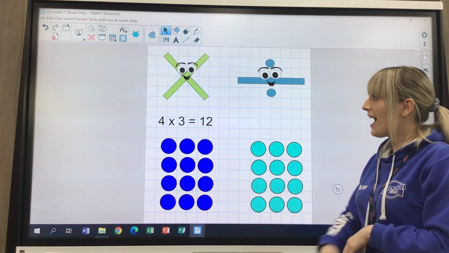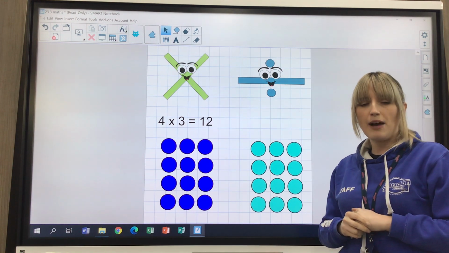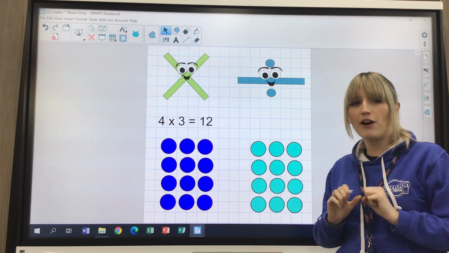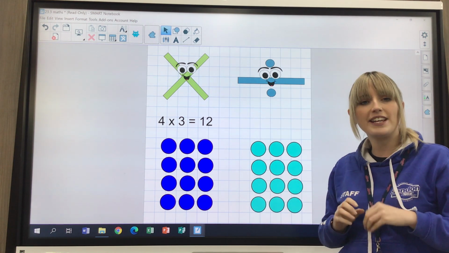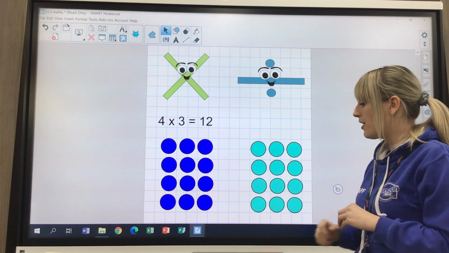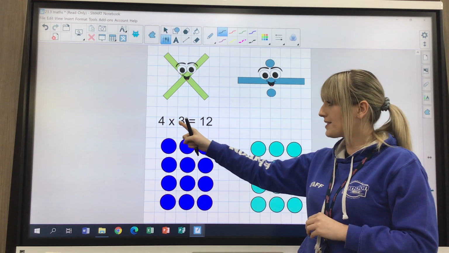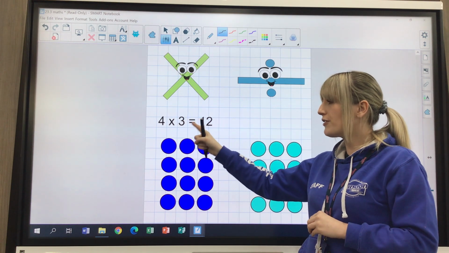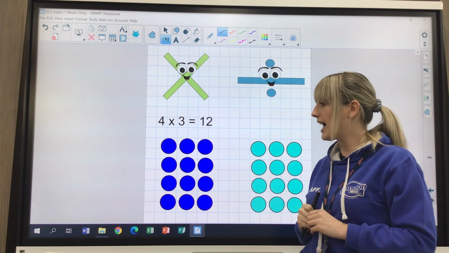Right, so here I've got multiplication and I've got division. And we know they are friends, but they are very, very different. They are opposites. So they are the inverse of each other. So here I've got a picture showing the number sentence. 4 lots of 3 is 12. So there's my array for 4 times 3.